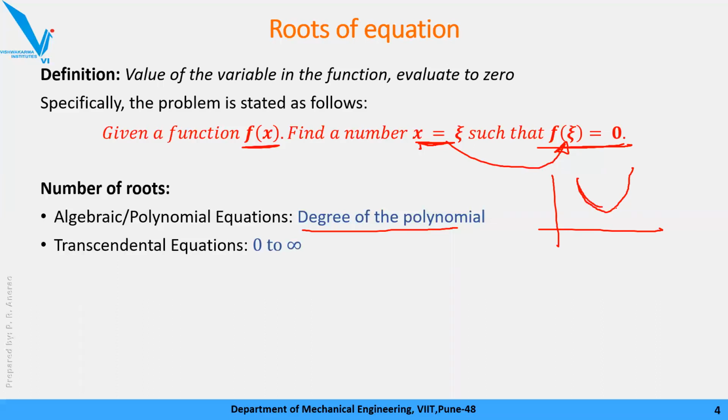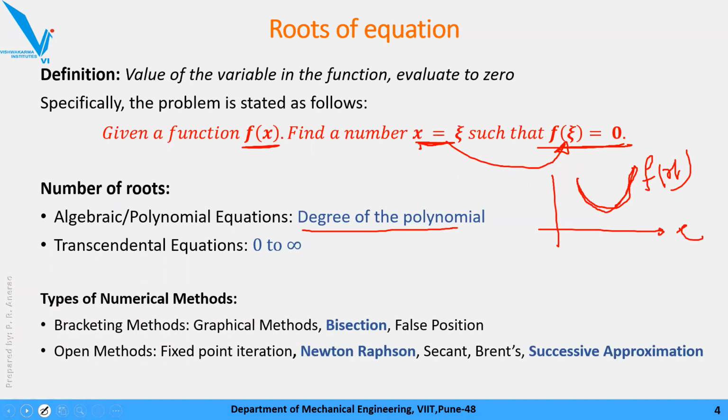So this is your graph. This is your function of x. This function doesn't intersect your x-axis, which means this function doesn't have any root. So there might be some equations which don't have any root. So this is about the number of roots. We just need to remember that for a polynomial equation, the degree of the polynomial equals the number of roots. But for a transcendental equation, you can have 0 roots or up to an infinite number of roots.